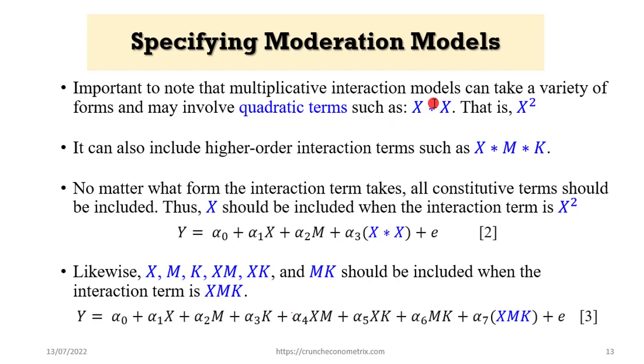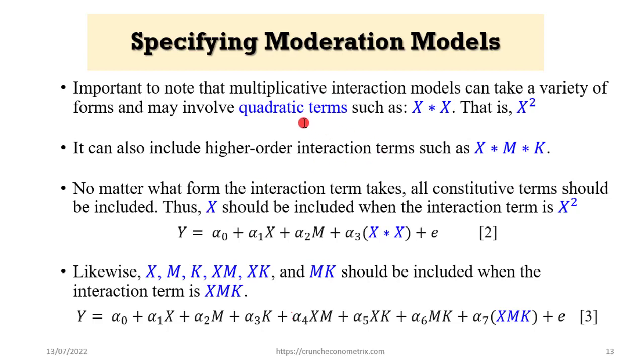You are simply multiplying that variable by itself. In this case, x times x, x squared. So this is a quadratic term. It can also include higher order interaction terms. That is, I'm multiplying x by m and by another variable. So no matter what form the interaction term takes, you must include all the constitutive terms in the equation.